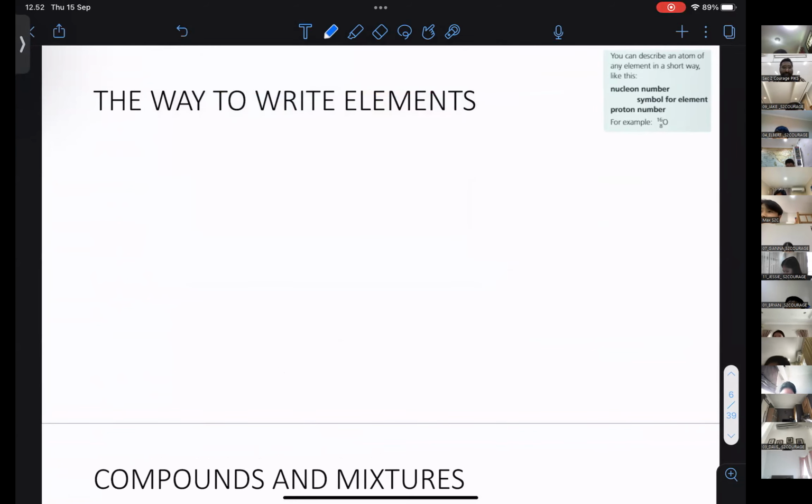We have learned about how to write the elements. For example, carbon. If you have carbon, from the periodic table you will see they have written 12 and then 6. Whatever way they write it in your periodic table, when we write it down, 6 will come over here and 12 will come at the top.